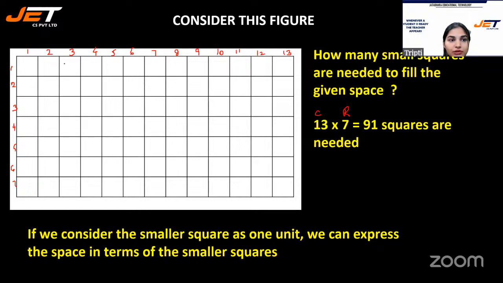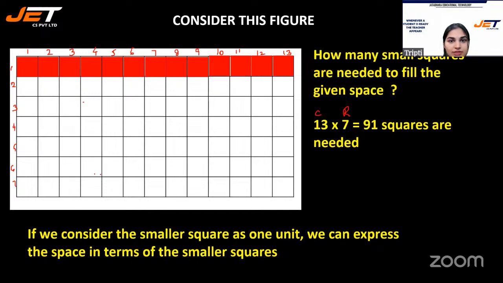You don't need to count like 1, 2, 3, 4, 5, 6. That is equal to 91 squares. 91 squares are needed. 1, 2, 3, 4, 5, 6, 7, 8, 9, 10, 11, 12, 13. And if I talk about the rows, it's 1, 2, 3, 4, 5, 6, 7. 13 times 7 is 91.